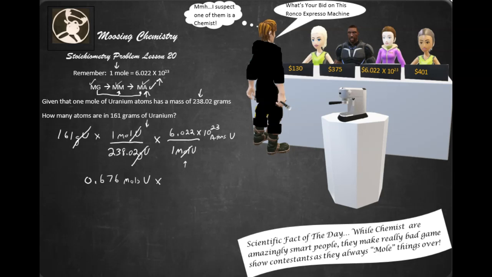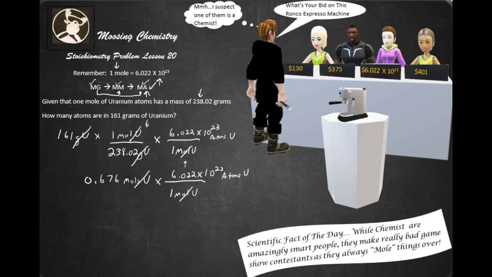So let's go ahead and do that. So let's change that into atoms now. So we put the 1 mole on the bottom here, and put the 6.022 times 10 to the 23rd on the top. Just take these conversions one step at a time. It's so easy to do it that way, okay? Now, our moles are going to cancel our moles. So all we have to do is multiply 0.676 by 6.022 times 10 to the 23rd.